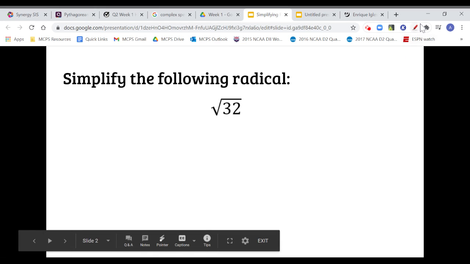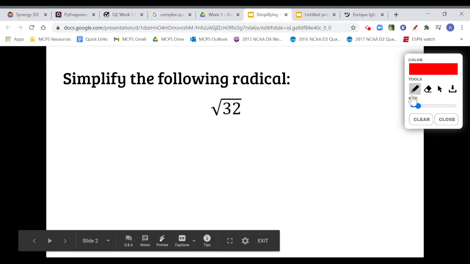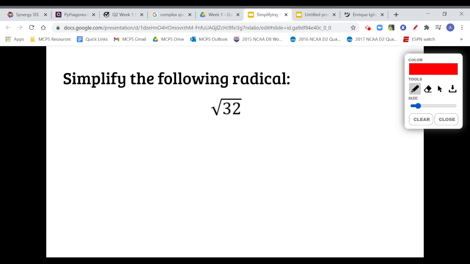Hey guys, in this video we're going to be talking about how to simplify radicals, specifically referring to simplifying square roots. So if you look at this screen, we right now have a square root here. We have the square root of 32, and I want to simplify this.